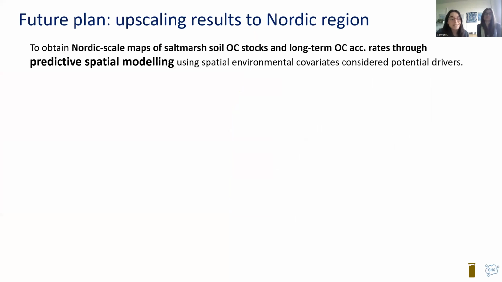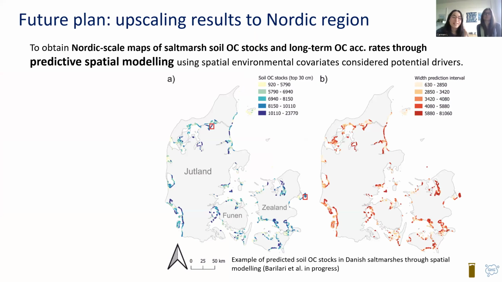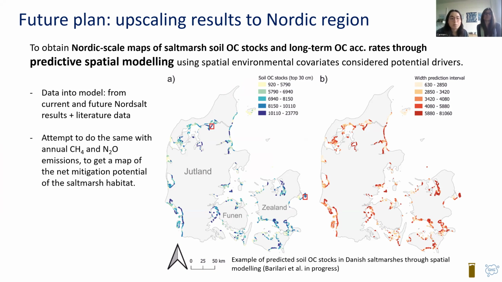With all of the data we have so far, and the data that we are still waiting to get in this project, and data from the literature, we would like to upscale using spatial modeling, relating our data to spatial environmental covariates, so we can have an overview at a wider spatial scale of the variability.